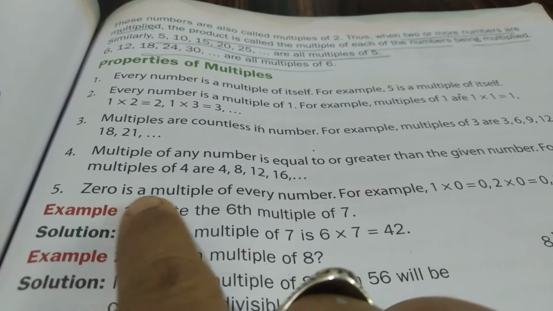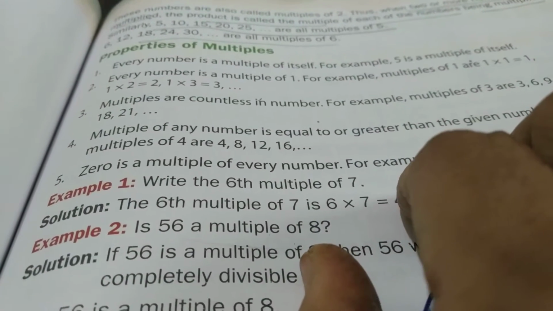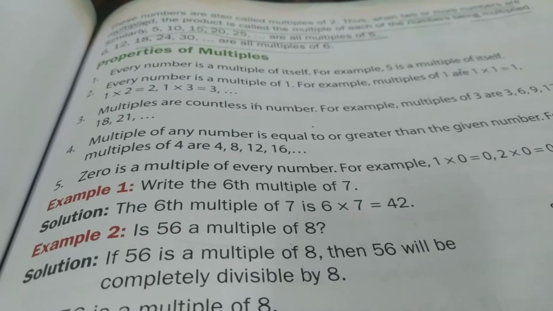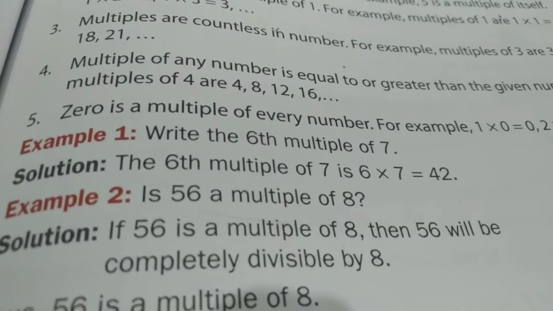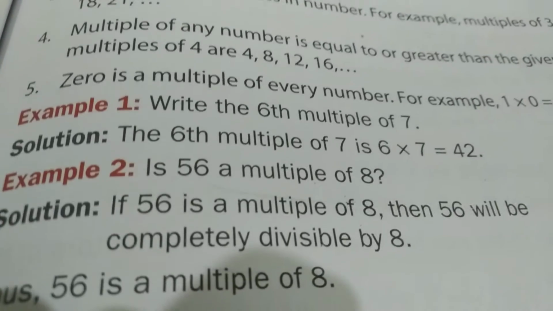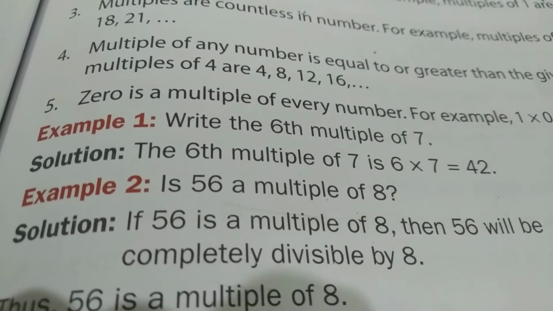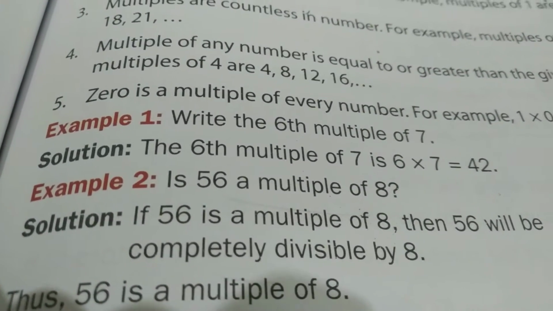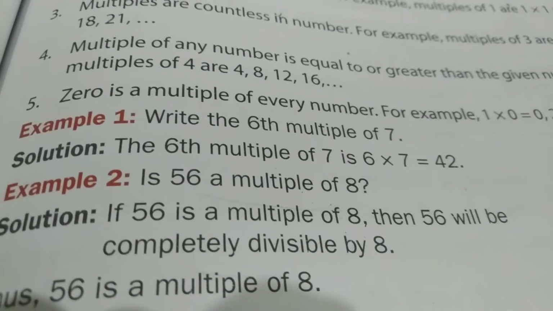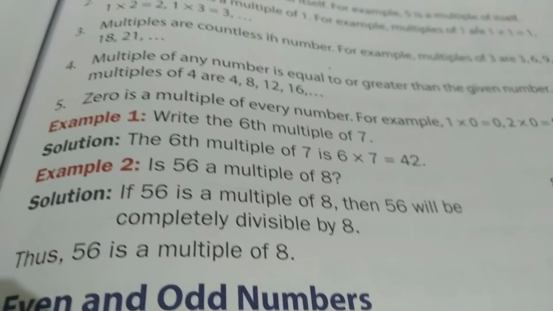Next property: 0 is a multiple of every number. Yes, 1 into 0 is 0, 2 into 0 is 0, 4 into 0 is 0. You take any number, 0 is a multiple of every number. See the example. Write the sixth multiple of 7. What is the sixth multiple of 7? That is nothing but 6 into 7, which is 42. 56 is a multiple of 8. Yes, in the 8 table 56 will come. When will it come? 8 sevens are 56. So 56 is a multiple of 8.